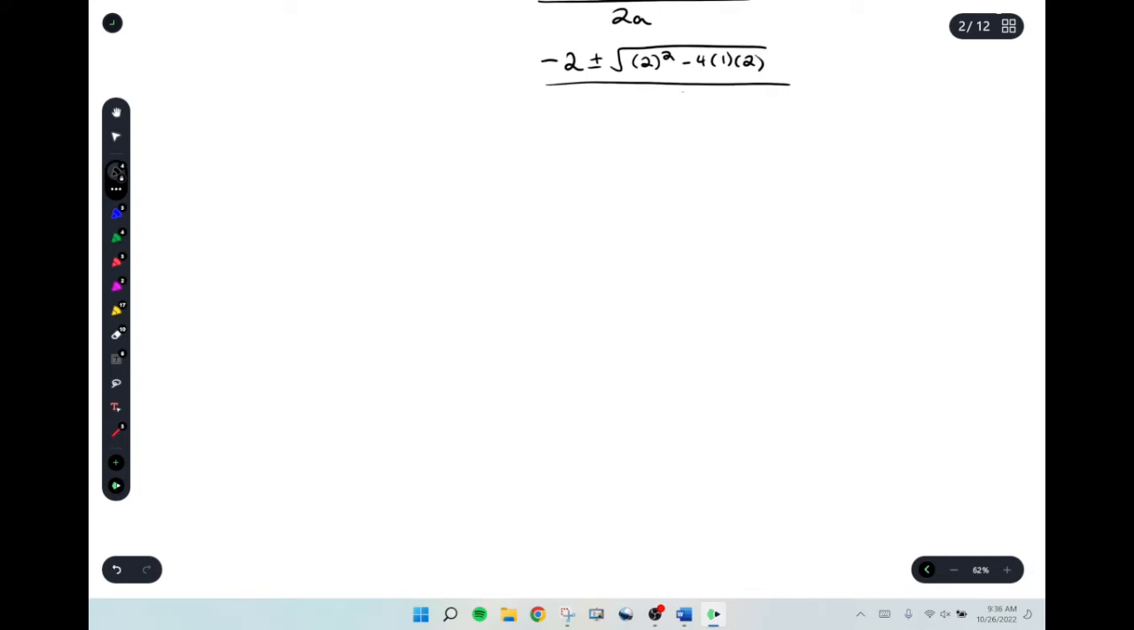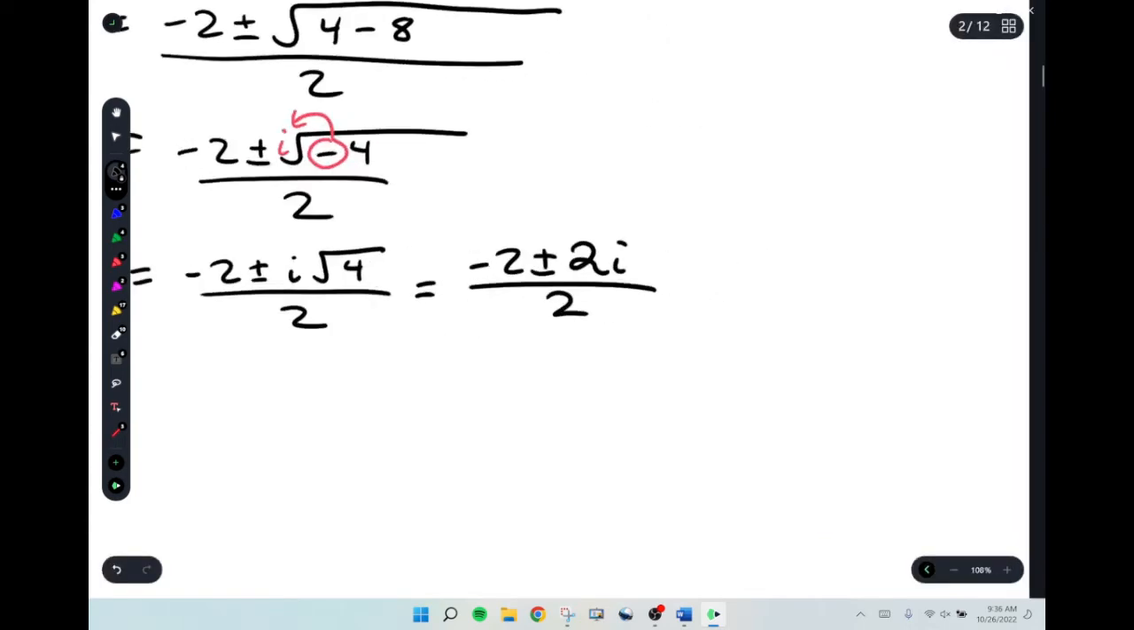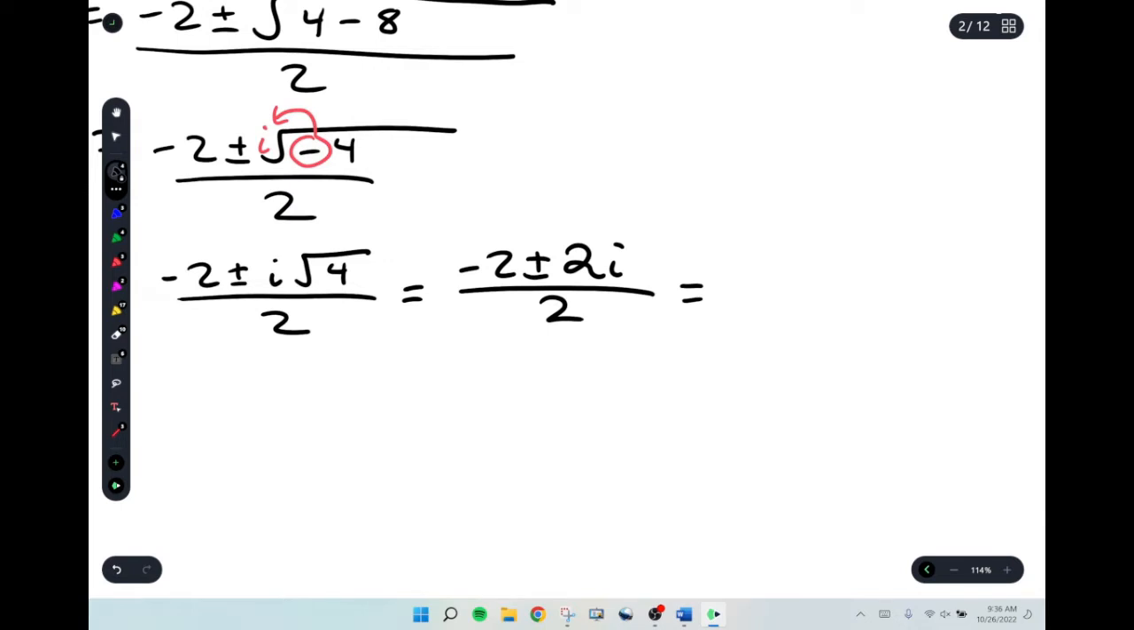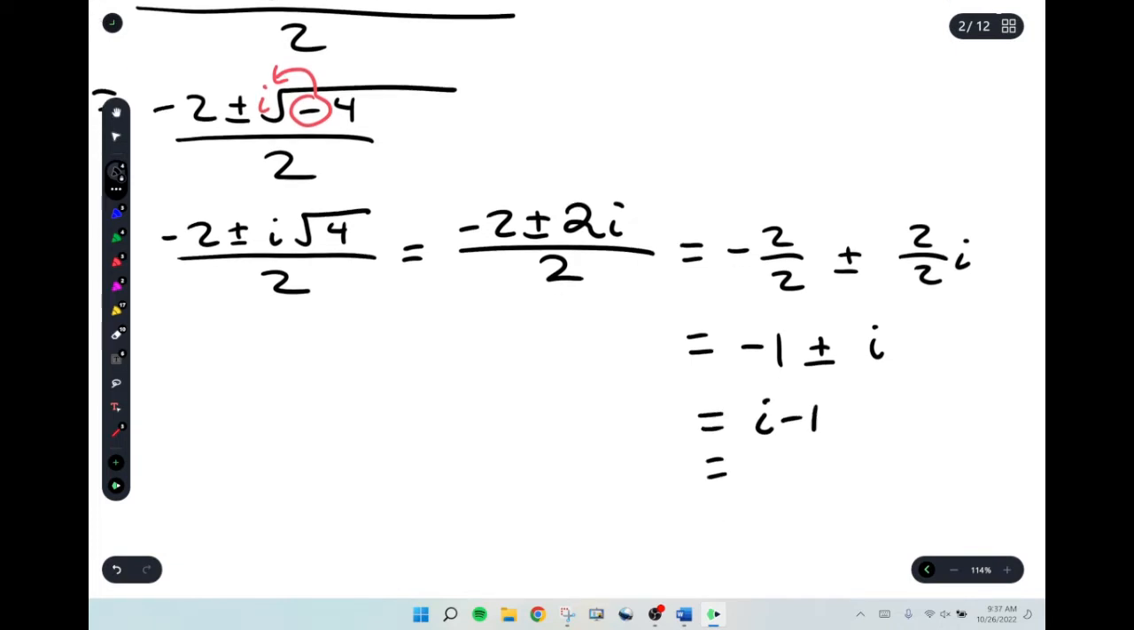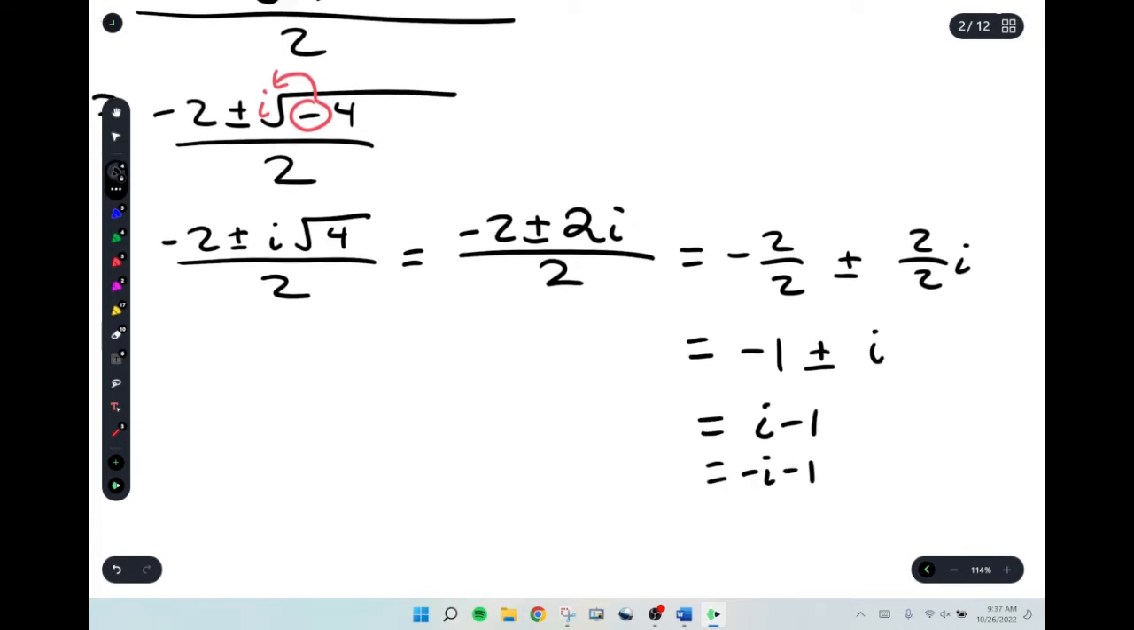Can all those 2's reduce? If you don't like all those 2's reducing because of properties of fractions, break it apart into 2 fractions. Negative 2 over 2 plus or minus 2i over 2 turns into negative 1 plus or minus i. I'm trying to be careful. I minus 1 and negative i minus 1, right?